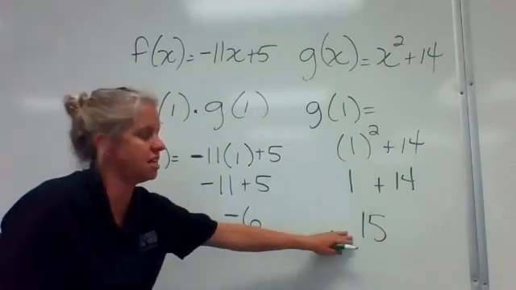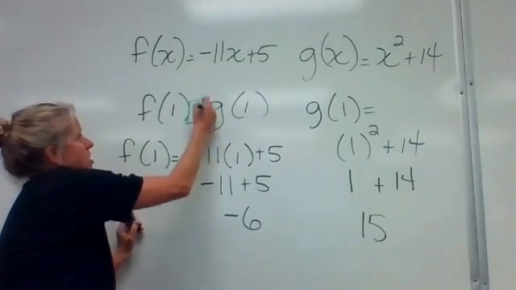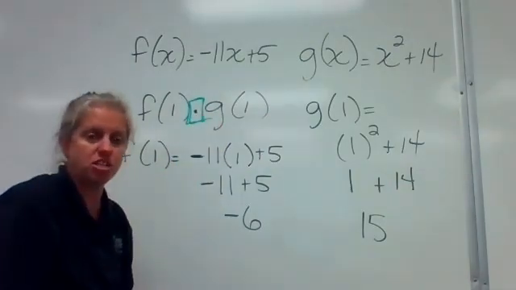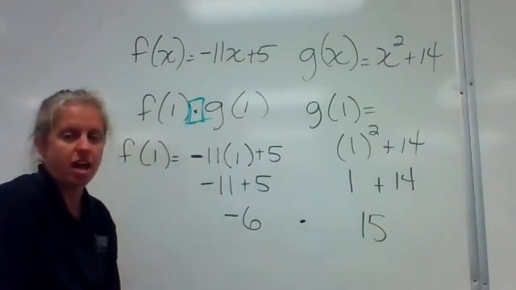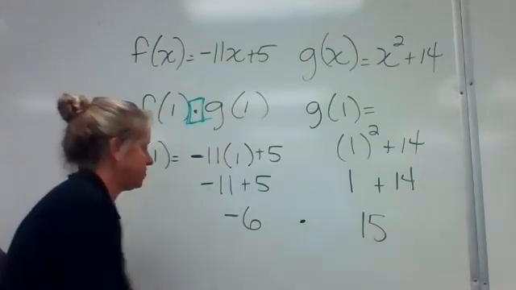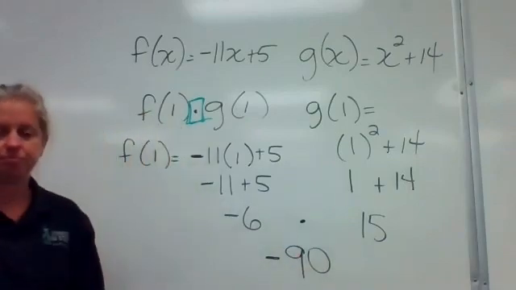So I have negative 6 and 15. And I just come back and say, okay, what does it want me to do with those? The operation it wants me to do is multiply them together. So negative 6 times 15 gives me negative 90.